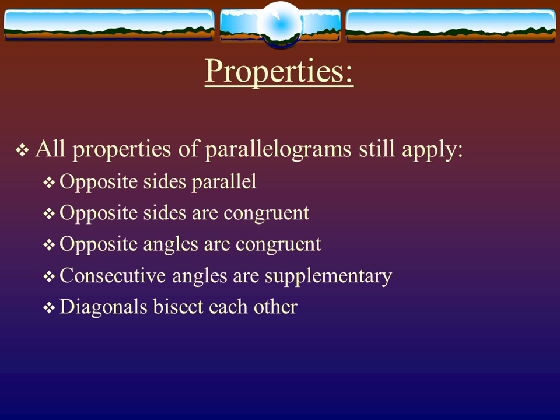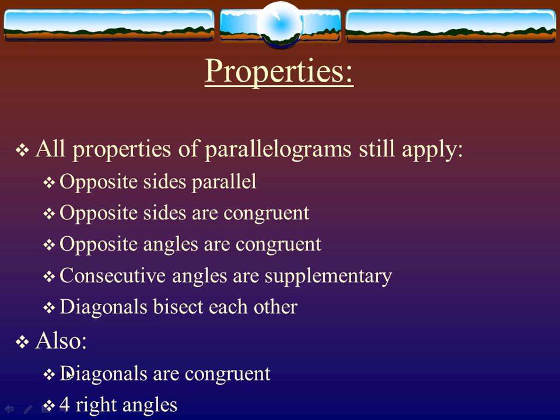What's another property of a rectangle that a parallelogram didn't have? All right angles. Has all right angles. And that's the next part here. It just tells the 2 properties. These 2 properties are properties that a parallelogram didn't have that a rectangle does have.